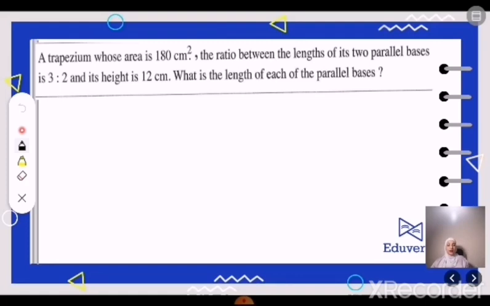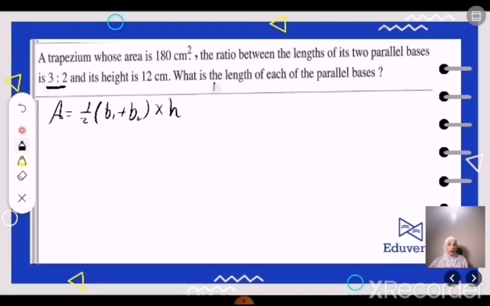Let's take another exercise about the trapezium. A trapezium whose area is 180 square centimeters. The ratio between the lengths of its two parallel bases is 3:2, and its height is 12. What is the length of each of the parallel bases? Okay, I know that the area equals half multiply the sum of the two parallel bases, base 1 plus base 2, multiply height. I know a ratio between them.